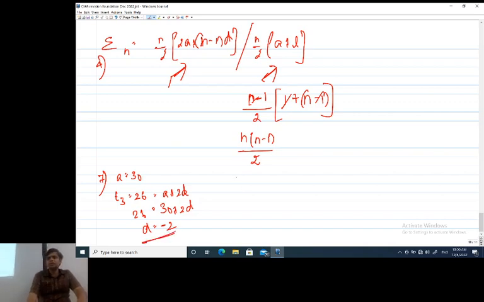Now the eighth term will be A plus 7D, which is T8. So 30 minus 7 twos are 14. What is going to be the value?